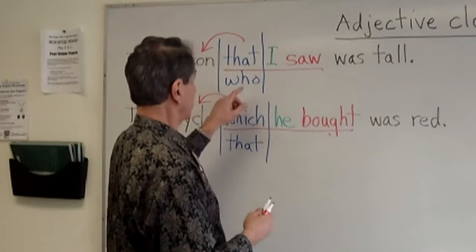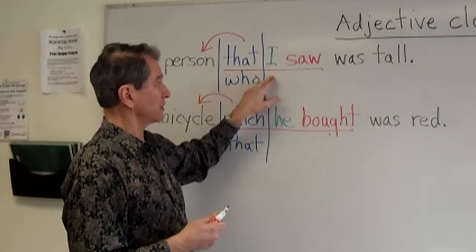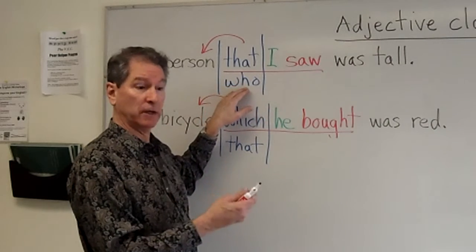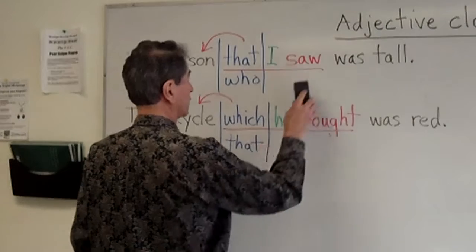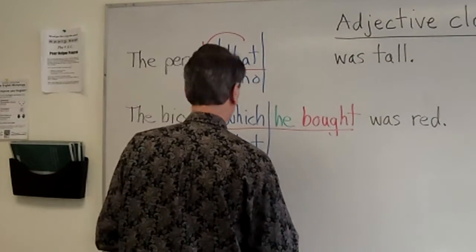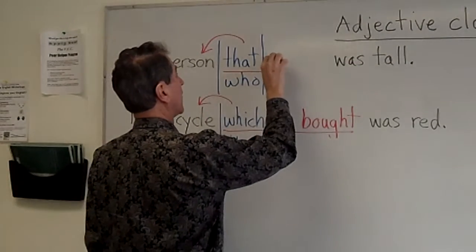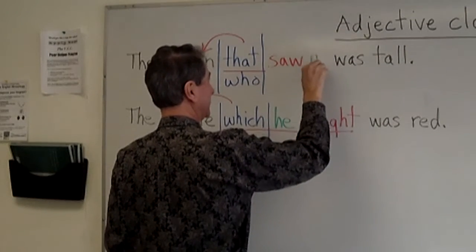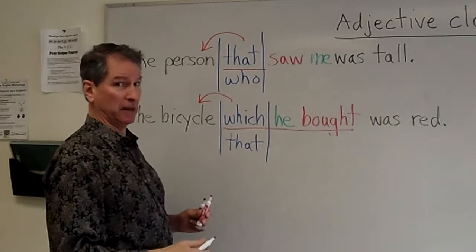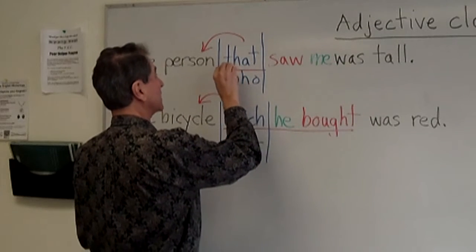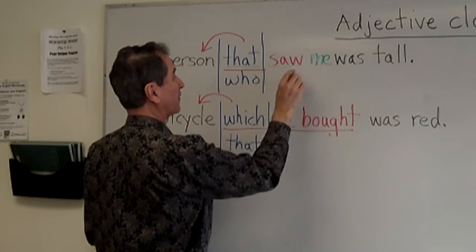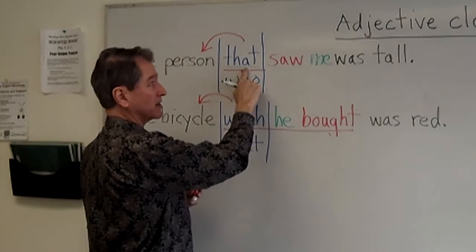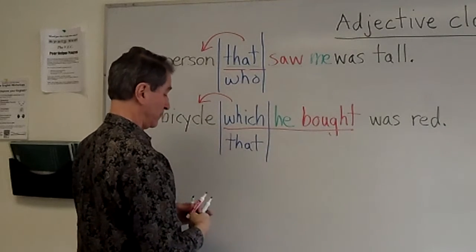Now, besides this, I've introduced that there are markers, there are subjects, and there are verbs. However, sometimes the marker can also be the subject. Let me show you one of those. How about if I say, the person that saw me. The person that saw me was tall. Now, that is the subject of saw. So who saw me? That saw me. So this is the marker and the subject of that verb at the same time.